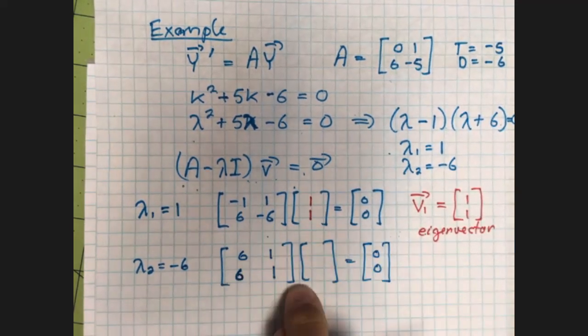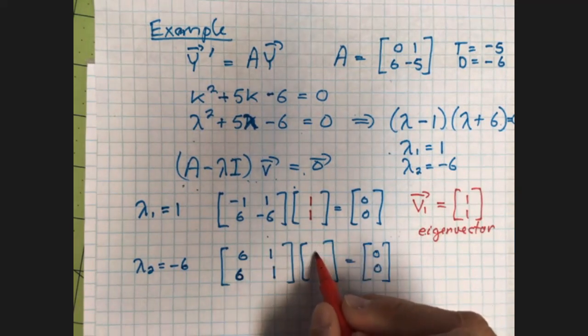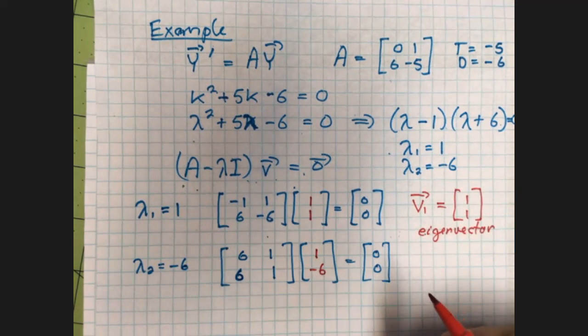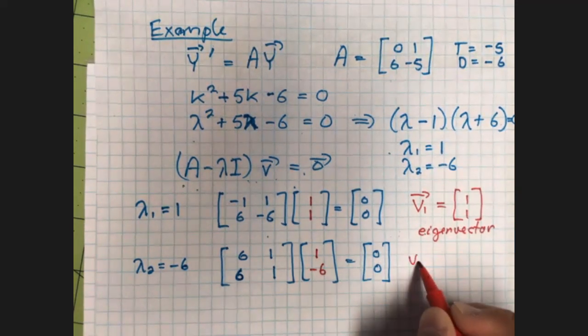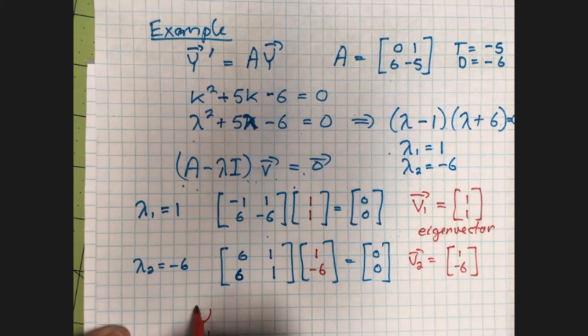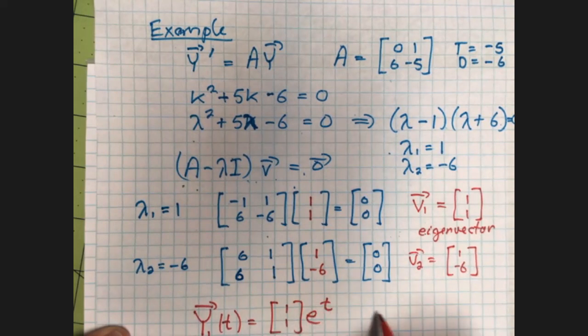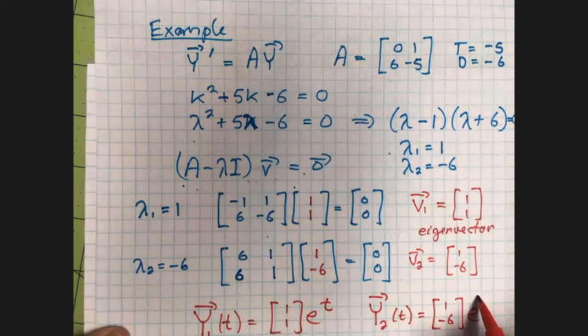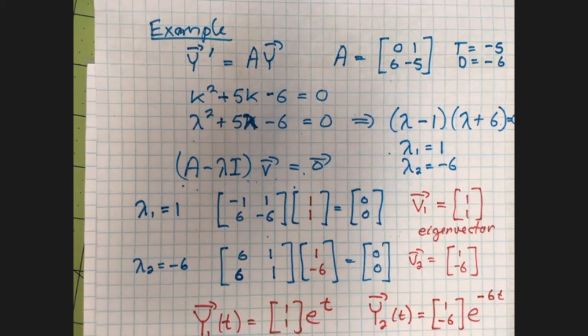And with these ratios, can I name a vector that will get killed by both of them? Sure, 1 minus 6. That's my second eigenvector. Now I have two solutions to my system. Solutions are eigenvector, e to the eigenvalue t, eigenvector, e to the eigenvalue t. You might say, oh, that's a coincidence. Minus 6, 1, 1. There's a reason for that, but it doesn't always happen, so don't bank on it.